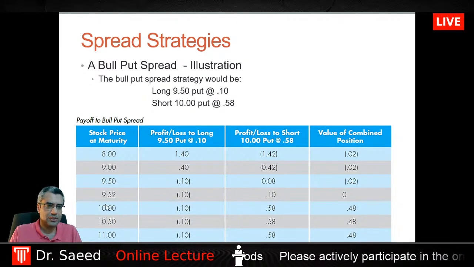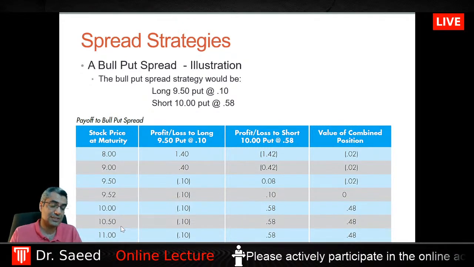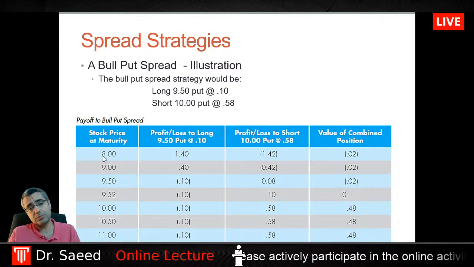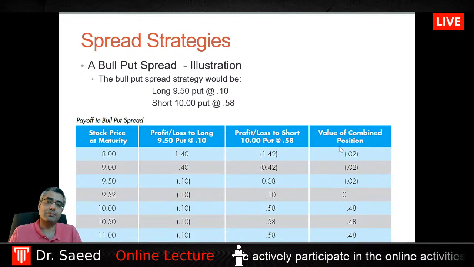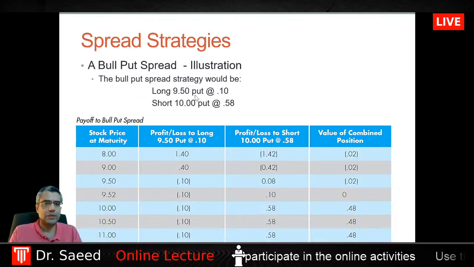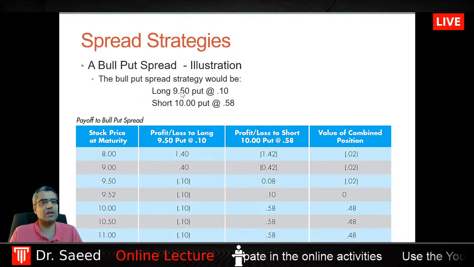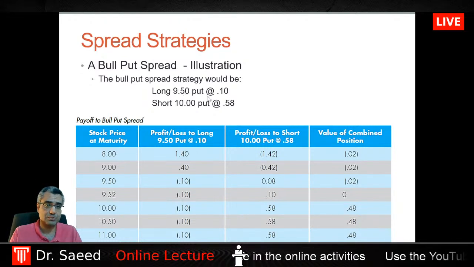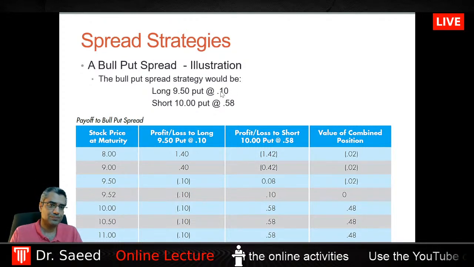These are the different stock prices. We want to see for each stock price what will be the profit and loss from this strategy. Because we long a contract, 9.5 is the strike price or exercise price, and 10 cents is the premium. This means you buy this contract at 10 cents. Short, $10 is the exercise.